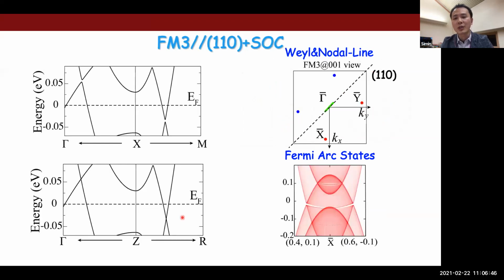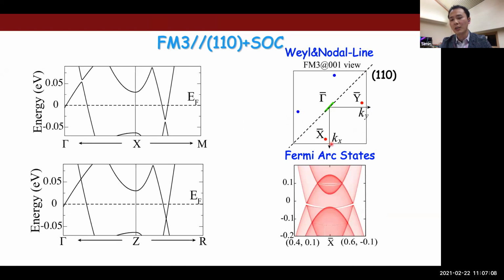For the FM3 states, the system has mirror symmetry with respect to the (1,-1,0) plane. On the plane, we can find a node line circled around the Z point. The node line is protected by the mirror symmetry. In addition, we can find two Weyl points with opposite chirality around the X point.